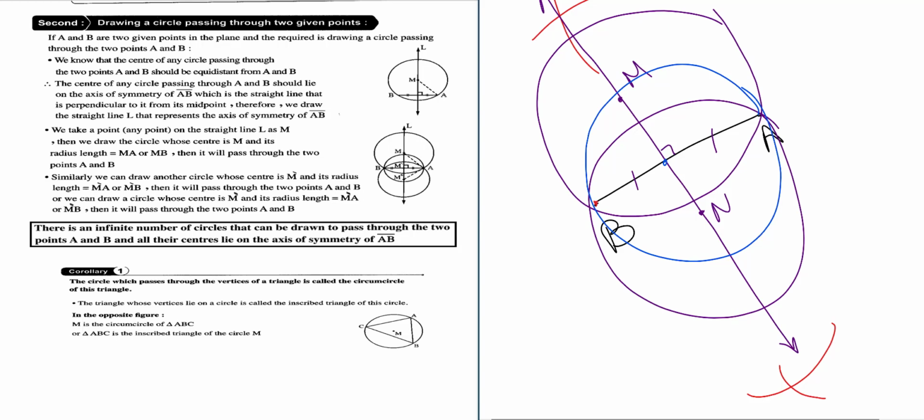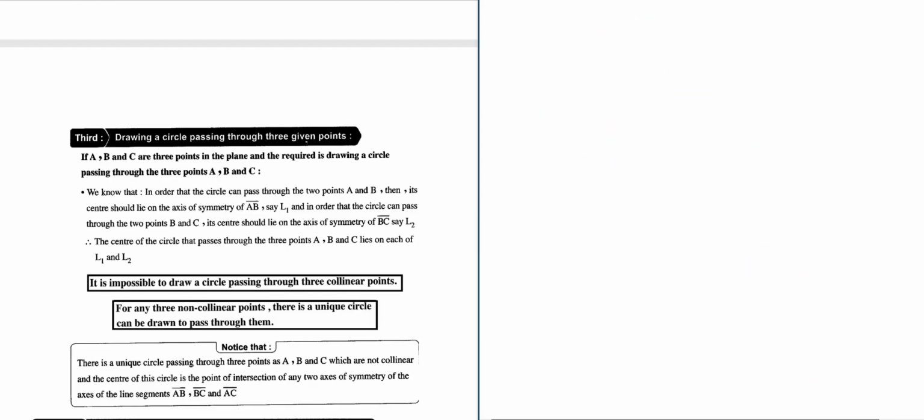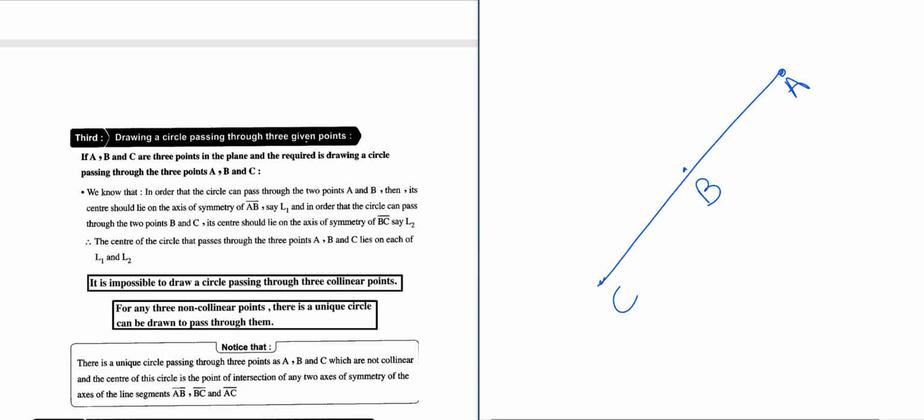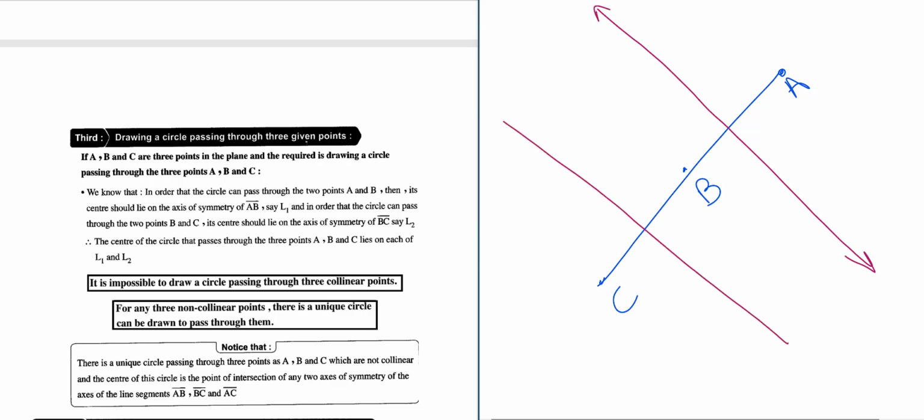Now we want to find the number of circles that pass through 3 points. If the 3 points are collinear, it means that the 3 points are in the same line. Like these 3 points, point A, point B, point C. And when we draw the axis of symmetry between each 2 points, like this axis of symmetry between A and B, and this is the axis of symmetry between B and C, and also, this is the axis of symmetry between A and C.